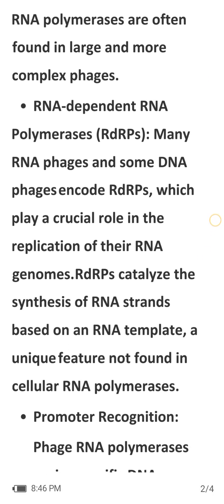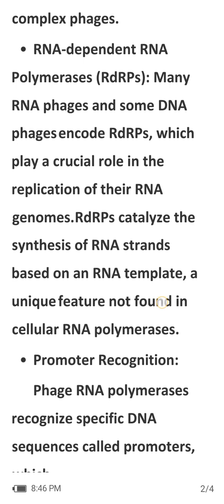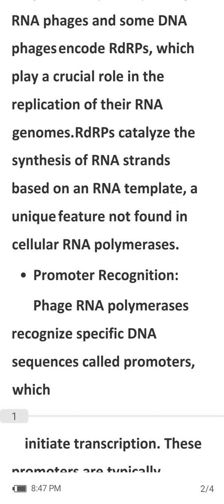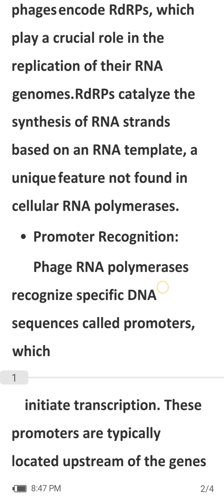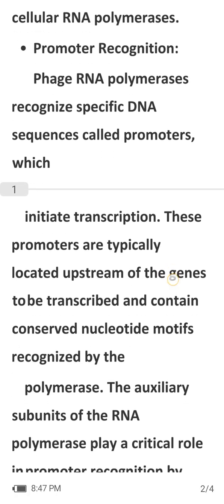Then RNA-dependent RNA polymerase. Many RNA phages and some DNA phages encode RdRPs, which play a crucial role in the replication of their RNA genomes. RdRPs catalyze the synthesis of RNA strands based on an RNA template, a unique feature not found in cellular RNA polymerase. Then promoter recognition. Phage RNA polymerases recognize specific DNA sequences called promoters, which initiate transcription.